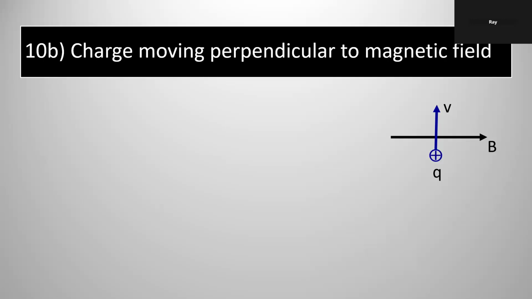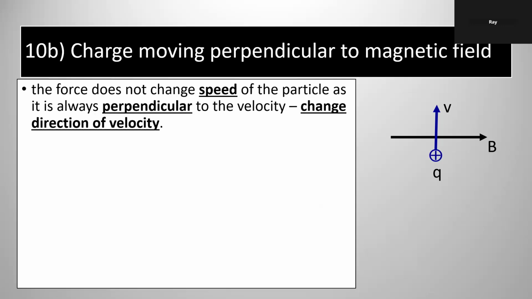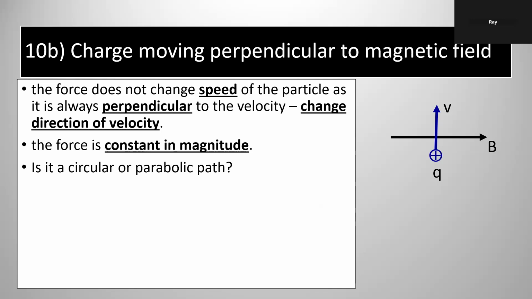Okay. Moving charged particle perpendicular to the magnetic field. The force does not change the speed of the particle as it is always perpendicular to the velocity. It changes the direction of velocity, that's all. Force is constant in magnitude. Is it a circular or parabolic path? That's the first topic we learned. Circular or parabolic path? Circular. Circular.